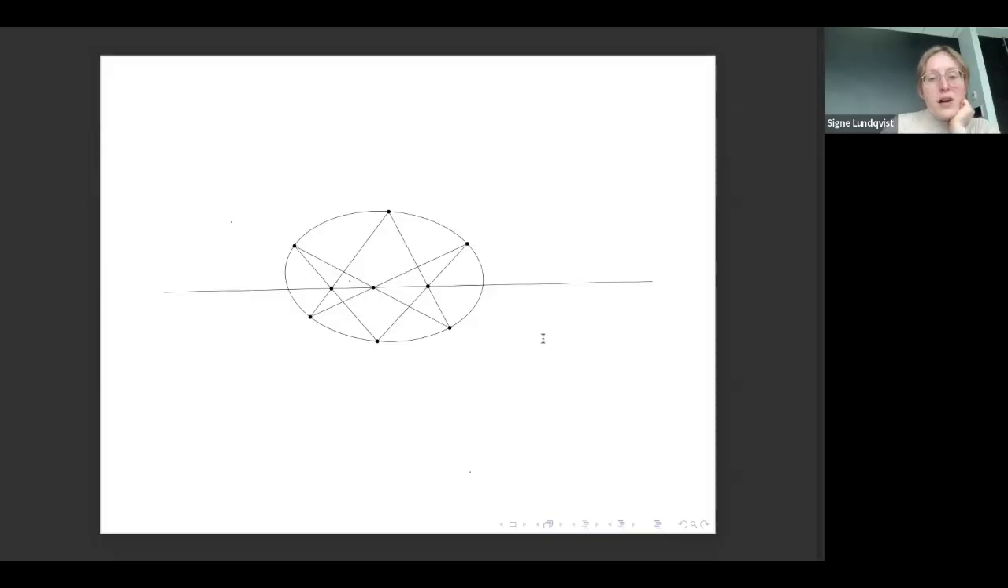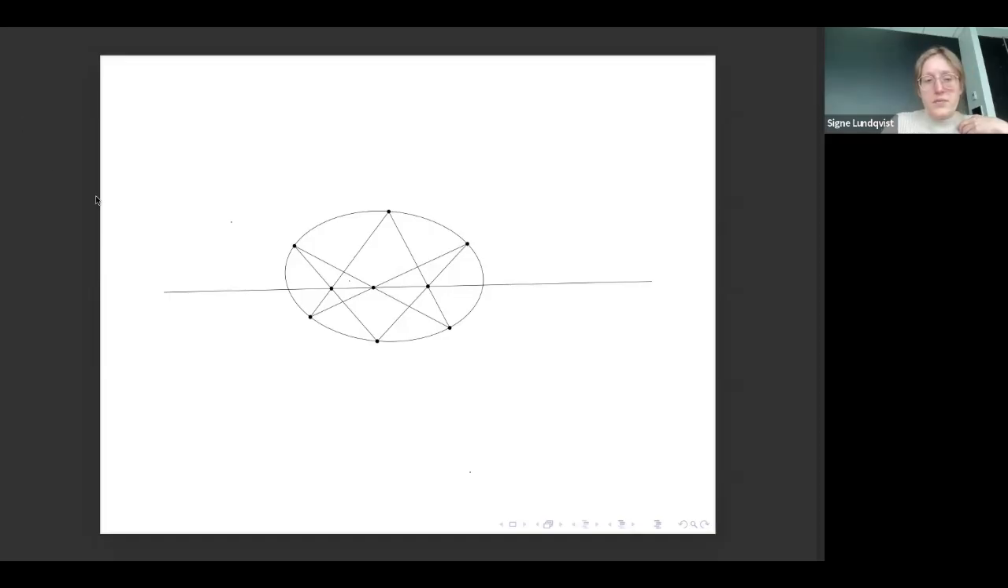Okay, so this here you may or may not recognize. This is a drawing of Pappus's theorem, basically. So Pappus's theorem says that these 3 points lie in a line if and only if these 6 points lie on a conic. These 6 points on the conic are the vertices of a hexagon, and the 3 collinear points in the middle are the intersections of opposite edges of that hexagon. And they lie on a line if and only if the six vertices of the hexagon lie on a conic.